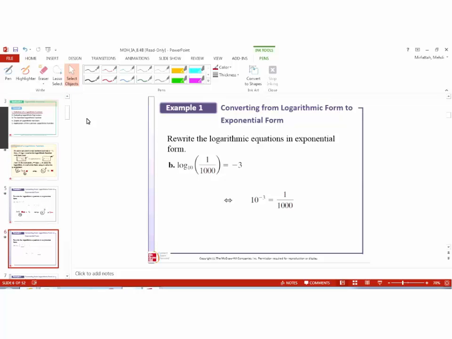So in this case, it's another example. Rewrite the logarithm equation to exponentials. There we have it. The base of the logarithm is 10. So it would be 10 to the power of negative 3 is equal to the argument. The argument is 1 over 1,000. And that makes sense. 10 to the power minus 3 is equal to 1 over 1,000, right?